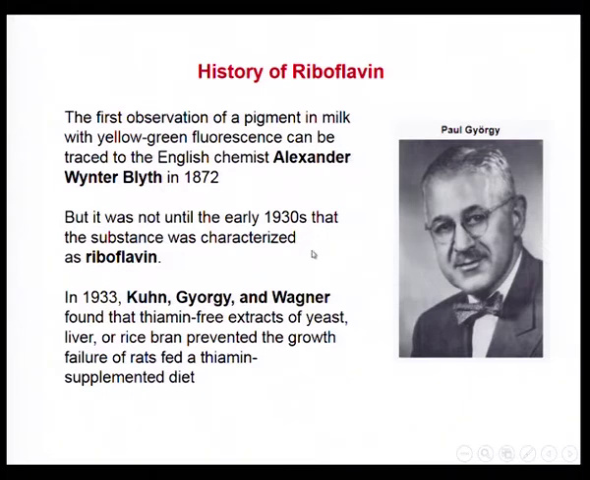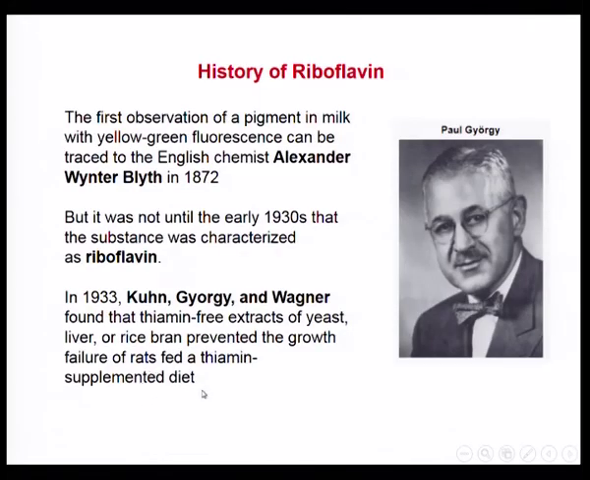So the credit goes to three groups, Kuhn, Georgi and Wagner. Three groups of people, and here you have Paul Georgi. This team was doing a lot of experiments on various extracts that can be used as supplements, especially for the treatment of deficiency diseases apart from macronutrients. We have already seen how thiamine, the anti-beriberi factor, was systematically evaluated in fowl species. Here what they have done is feed rats a thiamine supplemented diet. So you see there the growth failure of rats fed a thiamine supplemented diet.